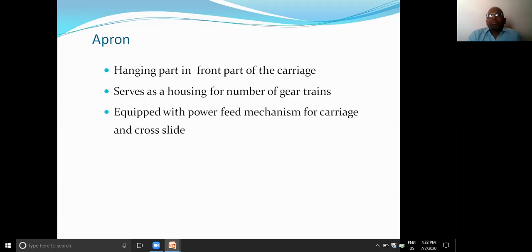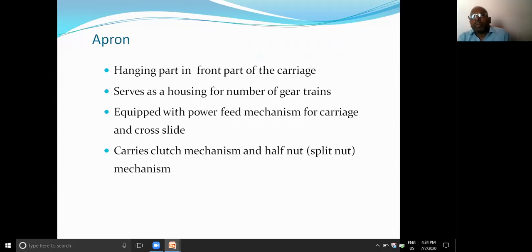This apron is equipped with a power feed mechanism for the carriage and cross slide. Just now we discussed that for small components the feed is provided manually, whereas for large components it is not possible to provide uniform feed with human power. So in order to provide uniform feed to the job, the best method is the power feed mechanism, for either the carriage or the cross slide. But remember, it is not possible to provide a power feed mechanism or automatic motion for the compound rest.